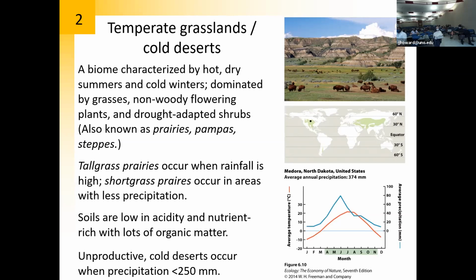So there's a gradient then. If you have a lot of rainfall, but not quite enough for trees, you'll get something that we call tall grass prairie, where the grasses grow above your head. If it's a little drier, you'll have medium prairies where it's about waist high. And then you have short grass prairies where it's maybe knee high if it's quite dry. Any drier than that, and you shift over into cold deserts like Nevada.